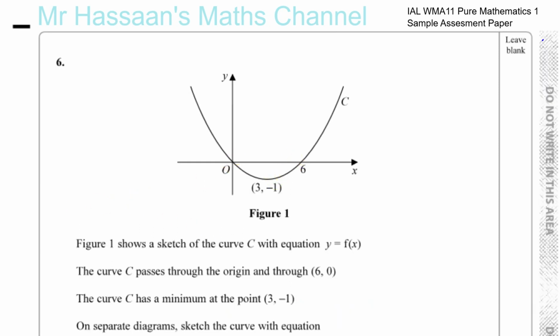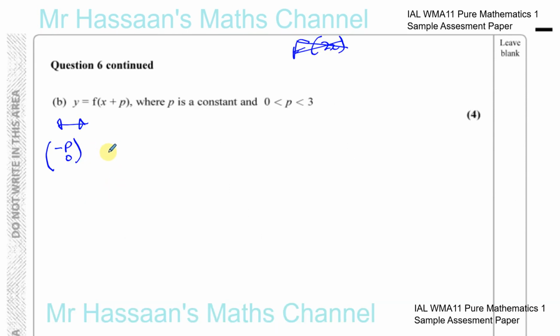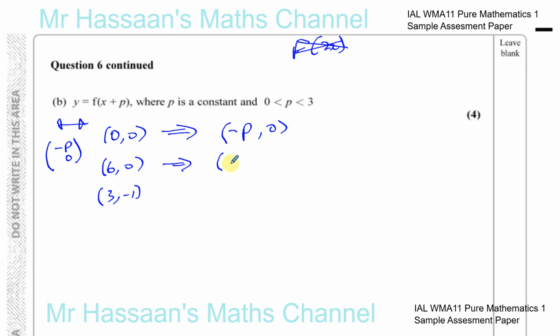So if you think about the points that we have from the original question, you have 0, 0, and you have 6, 0, and you have 3 and minus 1. Okay, those were the 3 points. So basically we've got to take away p from all the x-coordinates. So this is going to become 0 minus p, which is minus p, and 0. This is going to become 6 minus p and 0. And this is going to become 3 minus p and minus 1.